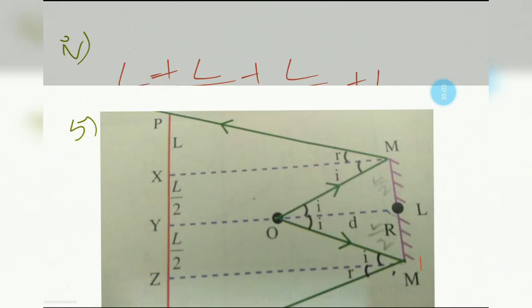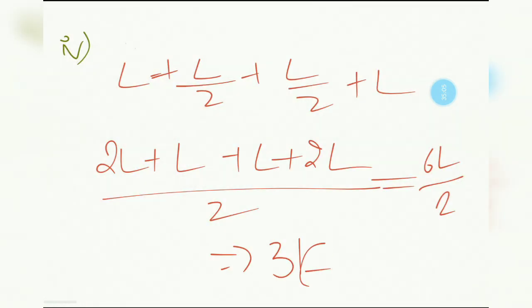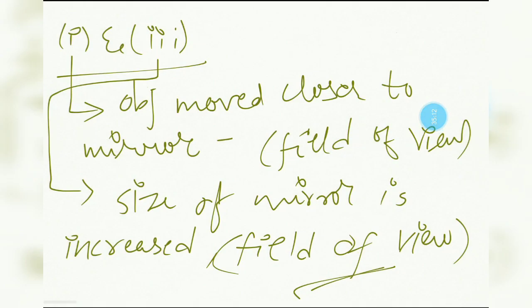Fourth solution is option, sorry, here L is there, right? B. Clear? So fourth one is done, right?